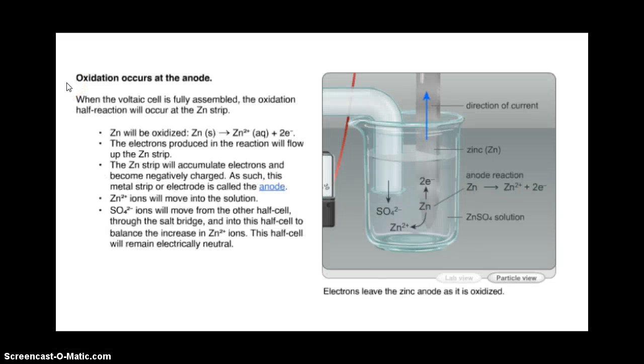Oxidation occurs at the anode. So remember, anode is negative, so it's the negative end where the oxidation happens. When the voltaic cell is fully assembled, the oxidation half reaction will occur at the zinc strip. Zinc will be oxidized, okay? And so we look at its charge. It went from 0 to +2, so it increased in charge, so it was oxidized. So we have our solid zinc, and it turns into zinc 2+, which is aqueous, or floating around, plus 2 electrons.